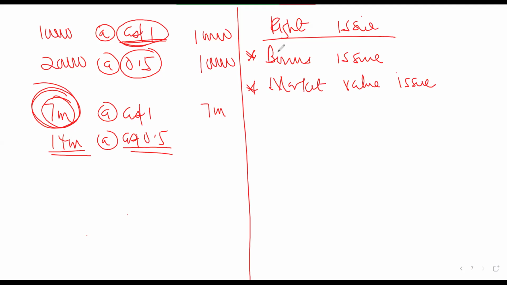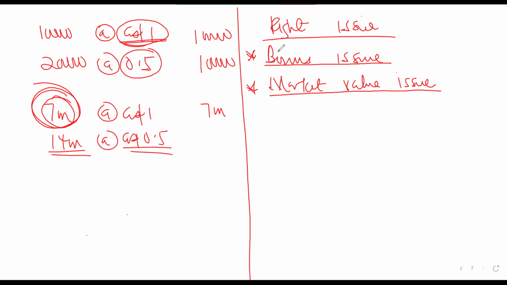So what we do is that we try to look for the number of shares that represent the bonus issue and the number of shares that represent the what? The market value issue. How do we do that? You have to calculate what we call the theoretical ex-rights price. Okay, we always calculate the theoretical ex-rights price. What do we mean by theoretical ex-rights price?